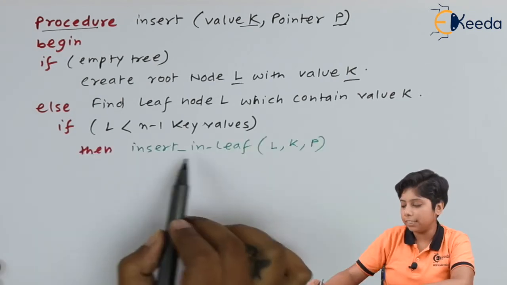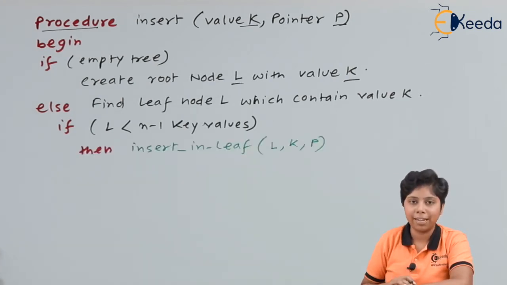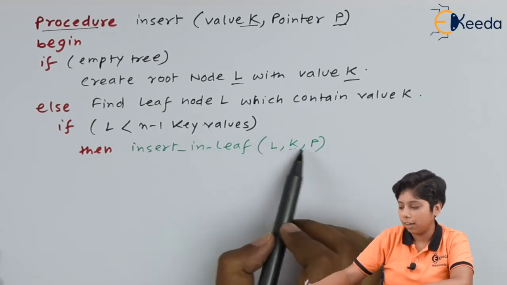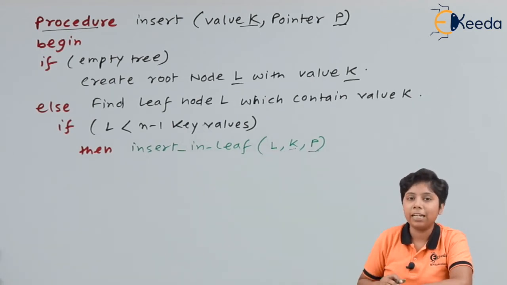Now we will use the insert in leaf function, which we will define later, with this L node, the K value and the P pointer. And if there are already 3 pointers, that means all the values are filled up in the leaf node, then we need to split the node.